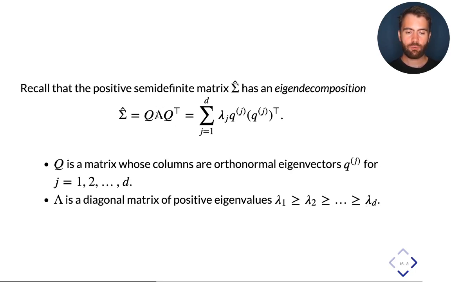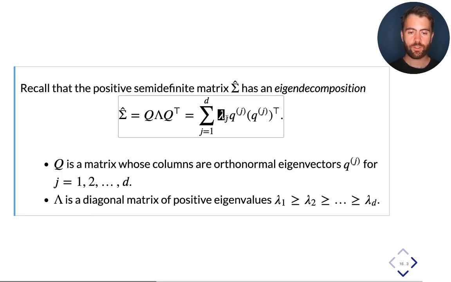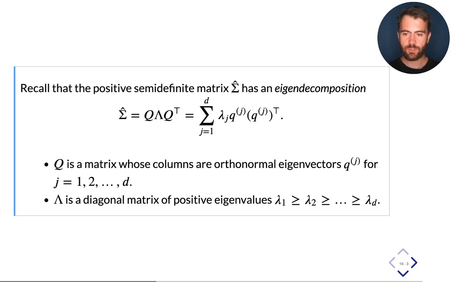We can also rewrite this expression in the following form, where we have a sum of the outer products of the eigenvectors that are weighted by the lambda j's. All right, so this is just applying the definition of the eigen decomposition. This is just a straightforward fact from linear algebra. But now we can use this fact to derive a formula for the optimal solution to our variance maximization objective.